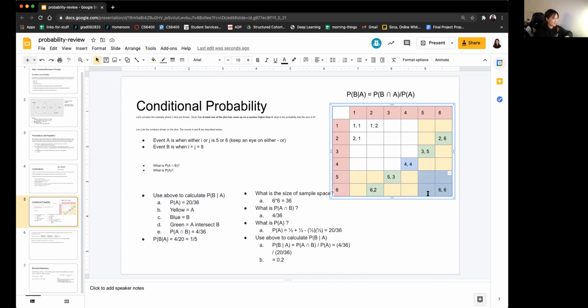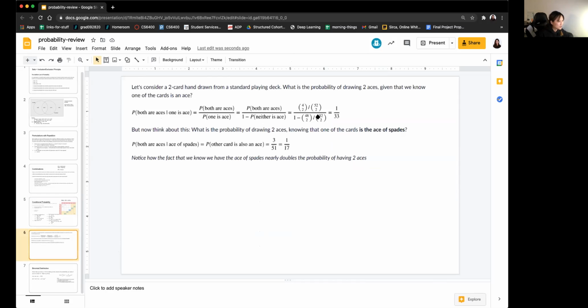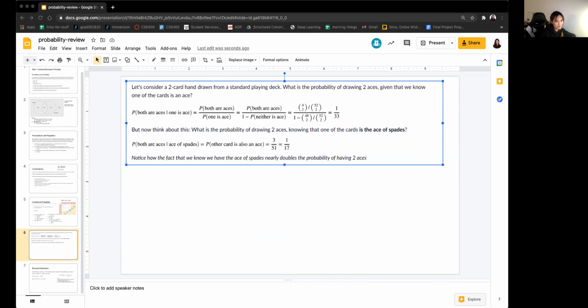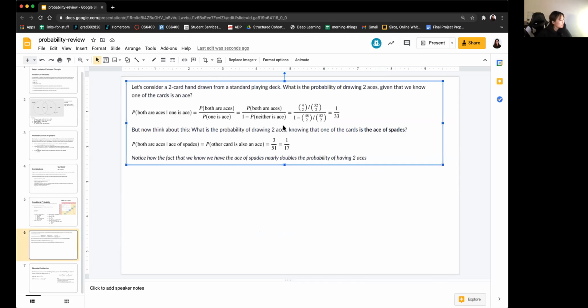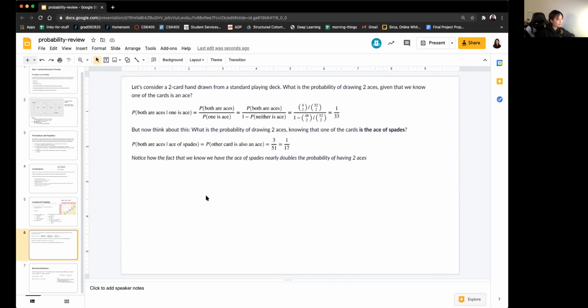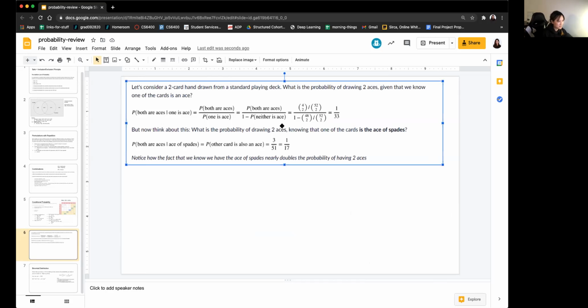All right, awesome. So this was another question that people got tripped up over. Let's say you have a 2-card hand drawn from a standard playing deck. What is the probability of drawing 2 aces given that we know one of the cards is an ace? And I actually think that this is the solution right here. I guess we can break this down together.